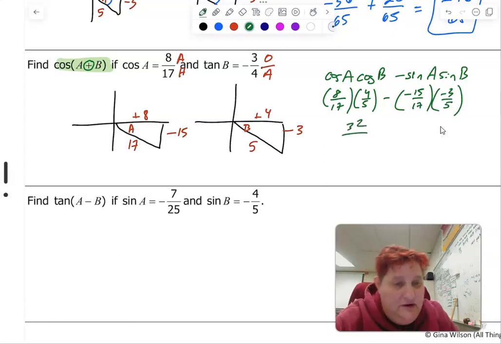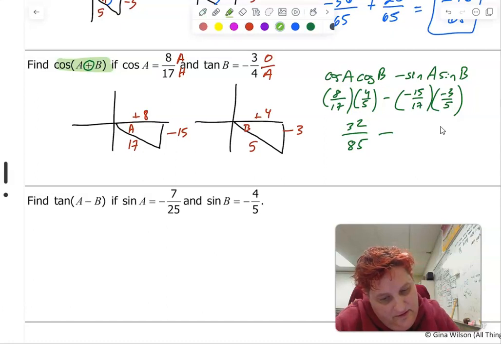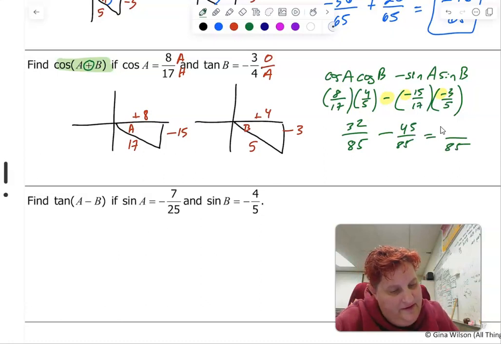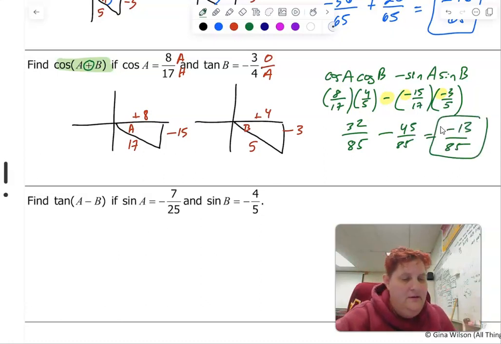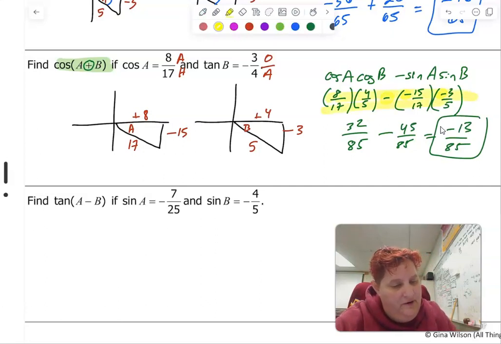This, again, practice it on your calculator. Pause the video, practice it. This is 32 over 85. 3 negatives right here, negative, negative, negative, makes negative. And then that's 45 over 85. But then 32 minus 45 is negative 13. Again, you do not have to do that by hand. All you need to show me is this part of it and then the answer as a fraction. Okay, perfect.